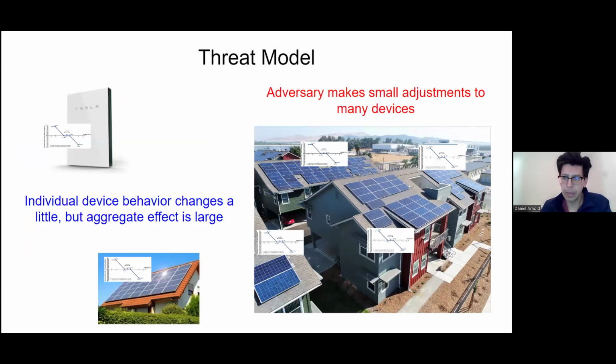So just to put a pin in the threat model here, when you think about all the DER deployed in a specific grid, every device, be it your battery, your rooftop solar system, even electric vehicles follow these same standards, actually. They have their own grid support functions. And what we're worried about is an adversary making very small adjustments to many, many devices. Now, if you were to monitor on an individual device by device basis, these changes may be so small and so innocuous that you may not think it's a big deal. However, small changes to many, many devices is in fact a large change to the system, could have a large effect on the system. And that's what we're worried about.